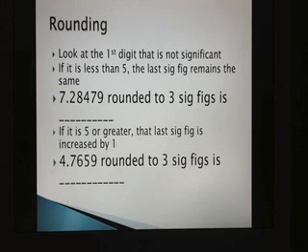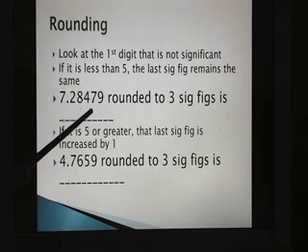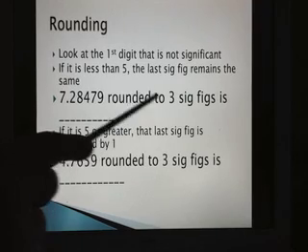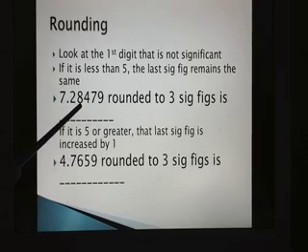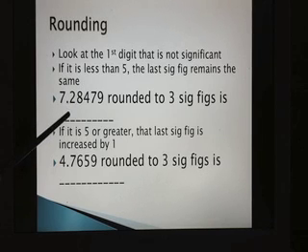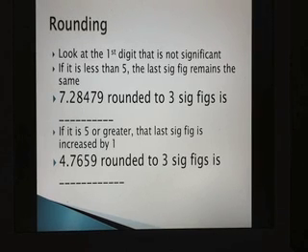Just wanted to say a brief word about rounding. You always look at the first digit that's not significant. If it is less than 5, our last sig fig is going to remain the same. So if we wanted to round this number, 7.28479, to 3 significant digits, 7.28, so that's our 3 digits, go 1 beyond that, it's a 4, so we're not going to round the 8. So our answer would be reported as 7.28.